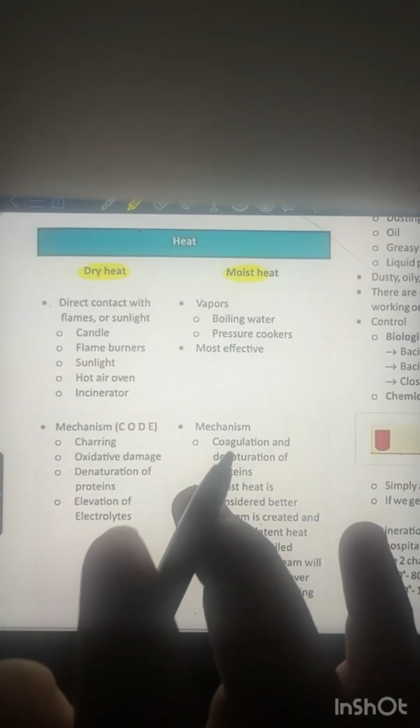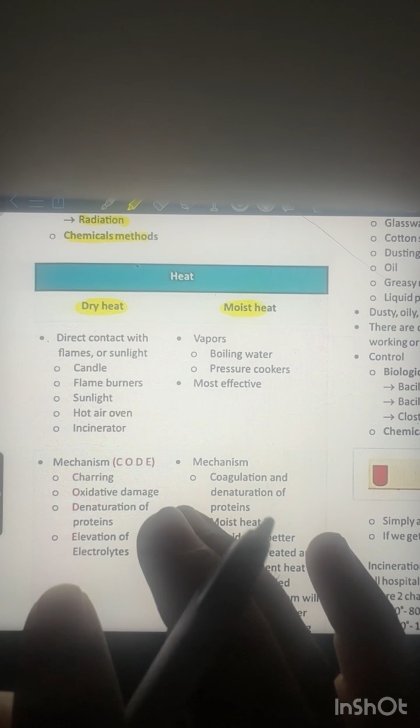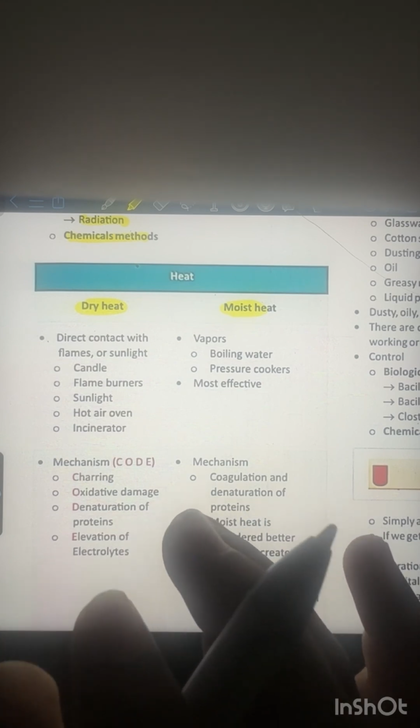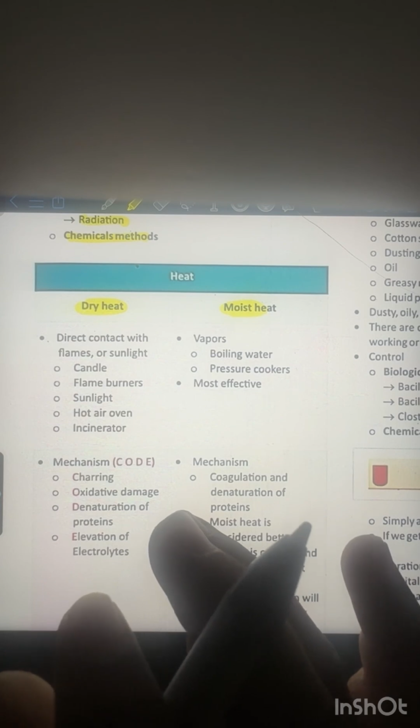Under dry heat, the two most important ones that you have are the hot air oven and the incinerator. These are the two questions that you're going to get in the paper. You must be wondering, how do they cause sterilization? Sterilization means you should be able to kill a bacteria, kill the organism. So how? What is the mechanism here?